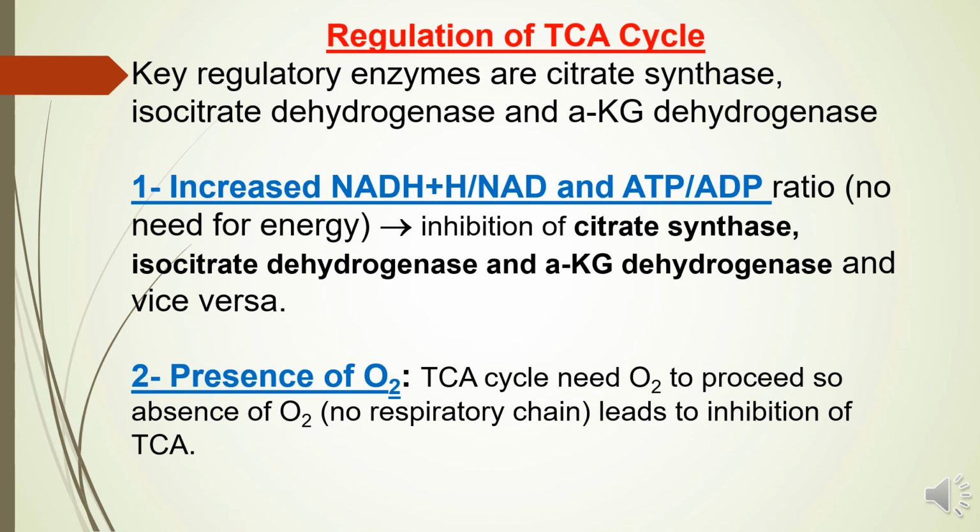طبعا زي ما قلنا إن citric acid cycle تحتاج aerobic conditions. تحدث aerobic condition يبقى لازم شرط لحدوثها presence of oxygen. Citric acid cycle needs oxygen to proceed. So absence of oxygen will inhibit this cycle.